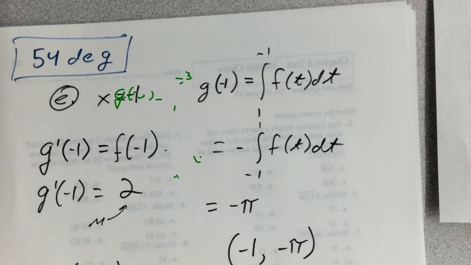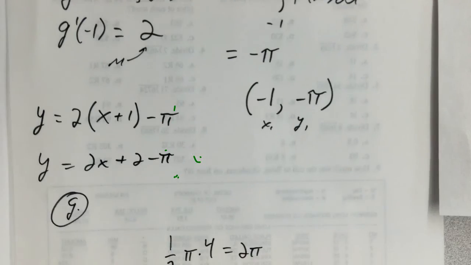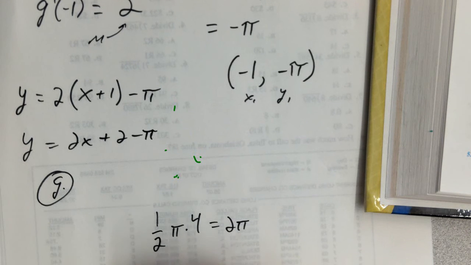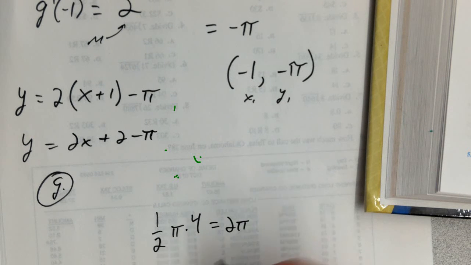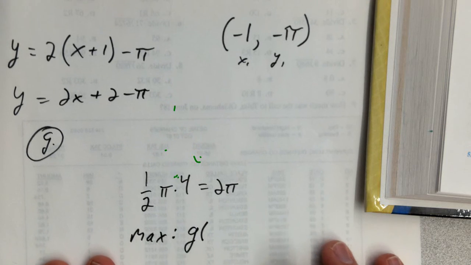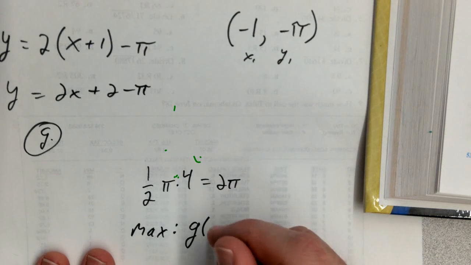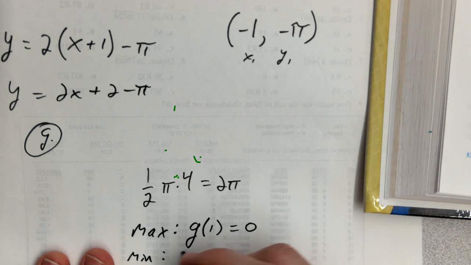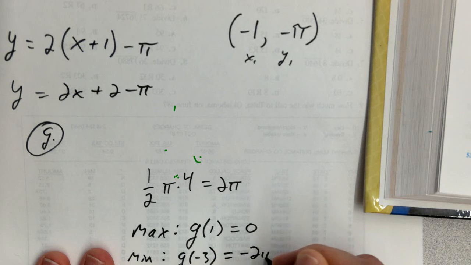So to sum up in a way that is not scrawled with a mouse cursor, our absolute maximum is at 0, which was g of 1. Our absolute min was at g of -3, which is equal to negative 2 pi. So our range is from negative 2 pi to 0.